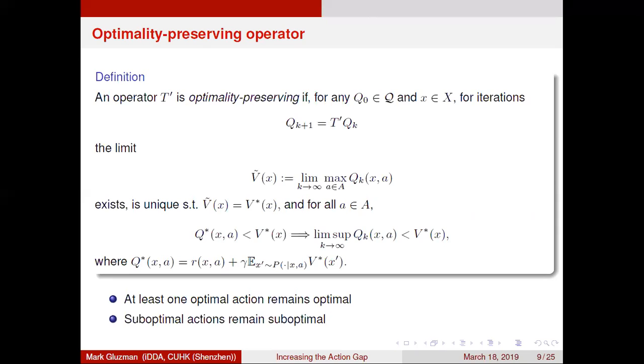So in the limit, if we take a greedy policy with respect to Q_k(x, a), we'll still be able to recover the optimal policy. On the other hand, the suboptimal actions will remain suboptimal. So it's okay to take a greedy policy with respect to this limit, because we will always be able to recover an optimal action.